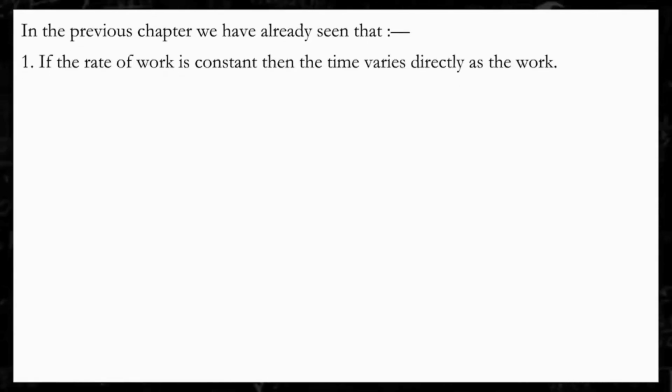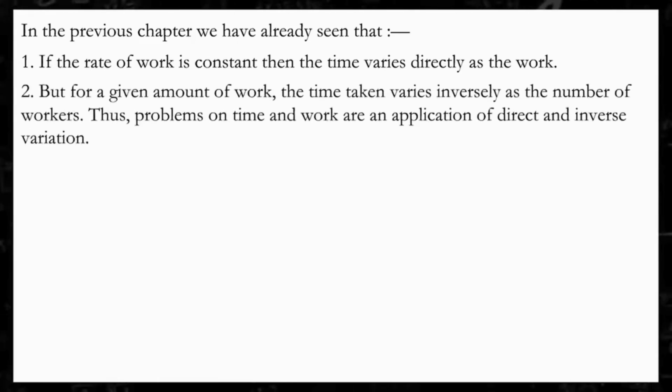Introduction. In the previous chapter, we have already seen that 1. If the rate of work is constant, then the time varies directly as the work. 2. But for a given amount of work, the time taken varies inversely as the number of workers. Thus, problems on time and work are an application of direct and inverse variation.